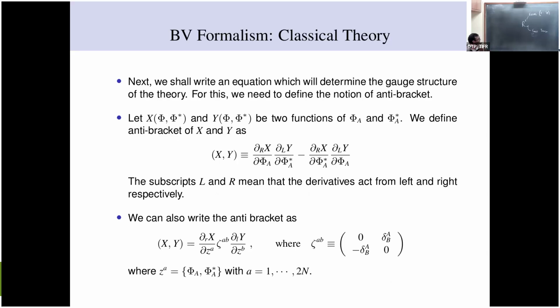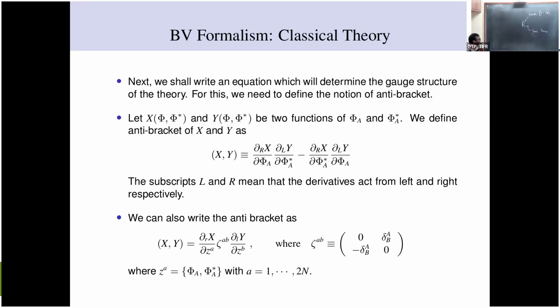So now the next step is we want to write down an equation which will determine the gauge structure of the theory. For this we will need the notion of anti-bracket. We had hinted at it in the last discussion, so this is a more formal definition. Suppose x and y are two functions of fields and anti-fields. We define the anti-bracket of x and y in this way: (x,y) equals del_r x by del phi^a, del_l y by del phi star_a, minus del_r x by del phi star_a, del_l y by del phi^a.